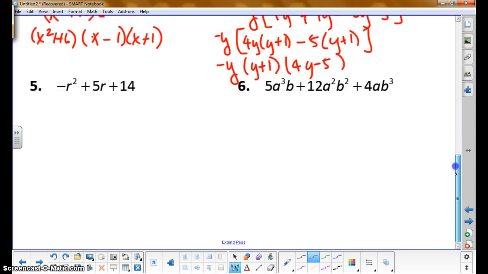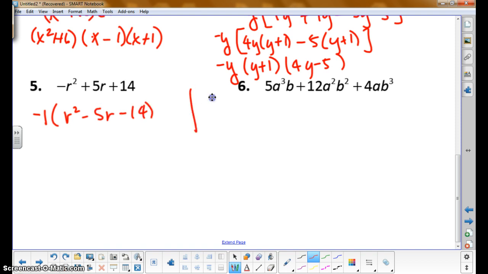Okay, let's keep on chugging. If you would like to turn it off, let me remind you, turn it off and try these yourselves before you listen to me. So, are we in descending order? R squared, R, and no R, so we are. We have a negative 1 as the coefficient of R squared, so we're going to pull that off. And R squared minus 5R minus 14.